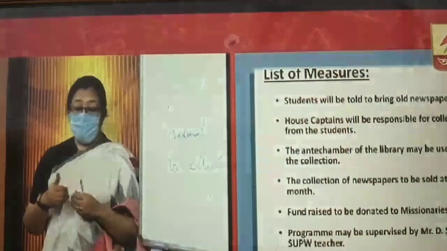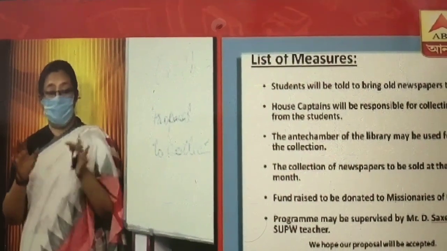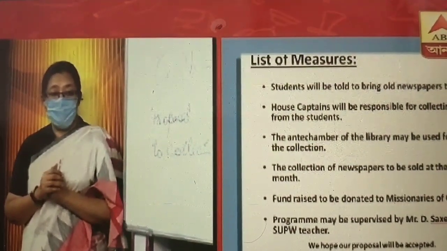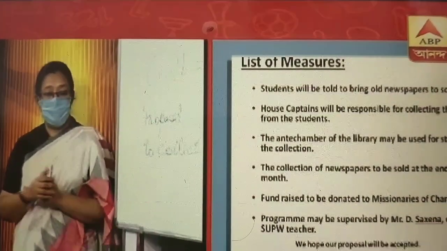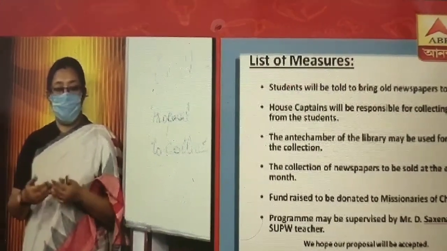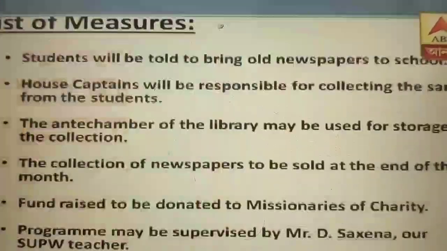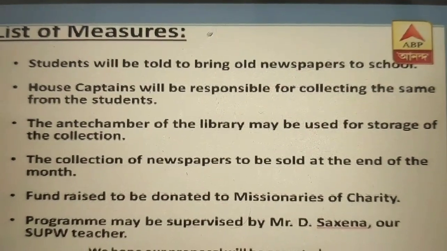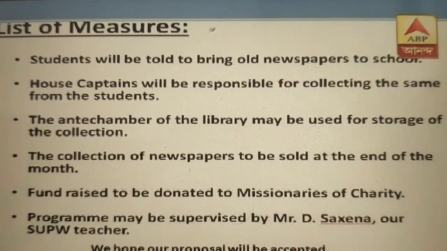So you plan to store the newspapers somewhere. Now what is to be done? The newspapers are collected, the newspapers are stored. Now the newspapers need to be sold. So that is your next step. The newspapers may be sold at the end of the month. The collection may be sold at the end of the month. So that is your next plan.